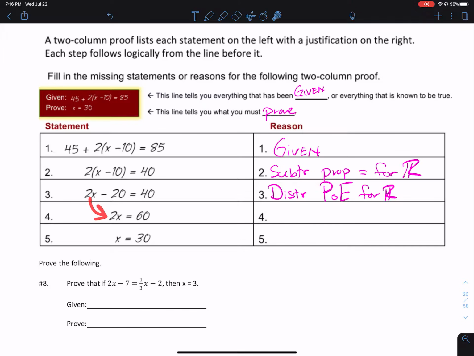Anyhow, from here to here, what's going on? We're going to add 20 to both sides of the equation. So that's the addition property of equality for real numbers. What happened from here to here? It looks like we divided both sides by 2. That's the division property of equality for real numbers. Congratulations. You've just completed your first proof.